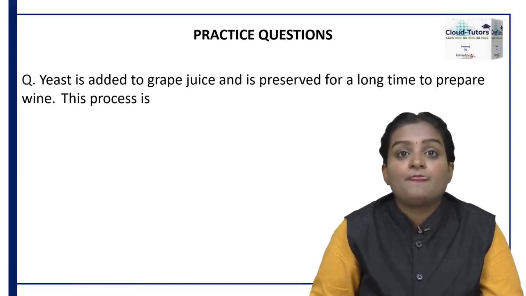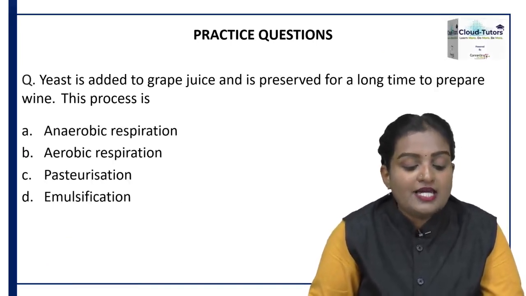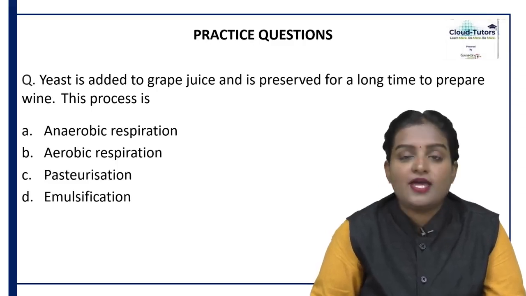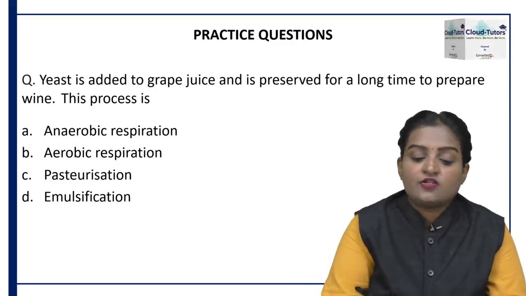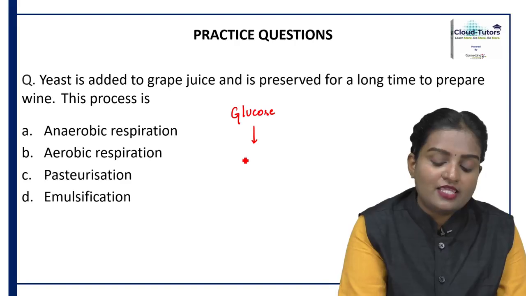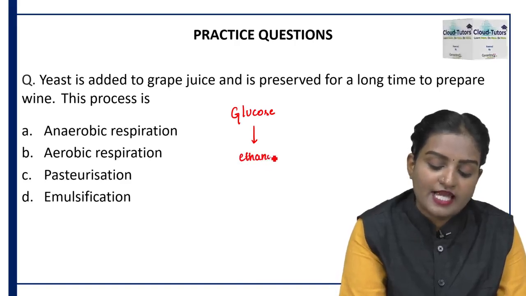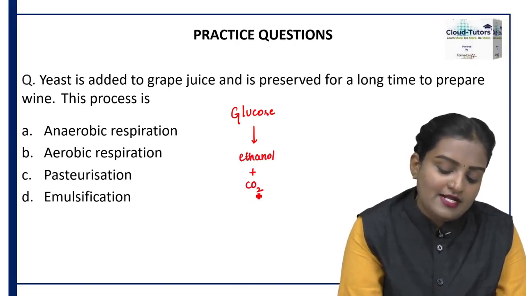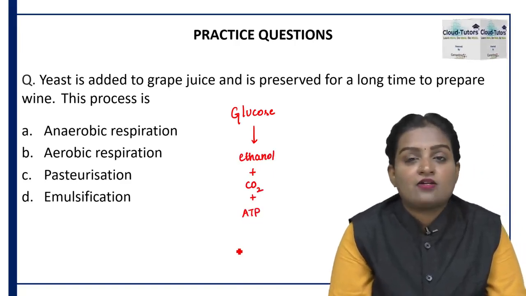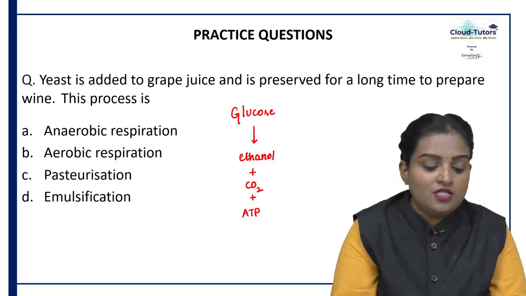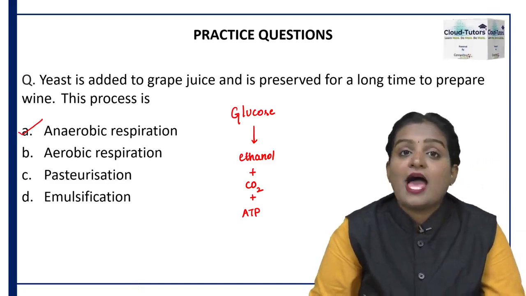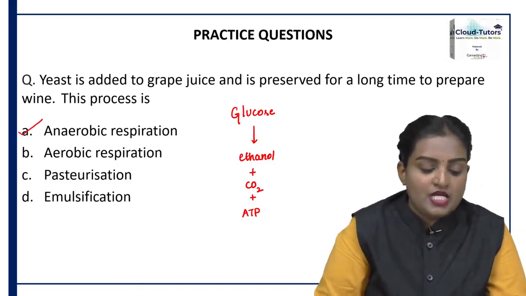Next question, yeast is added to grape juice and is preserved for a long time to prepare wine. This process is, options are anaerobic respiration, aerobic respiration, pasteurization, emulsification. So this is where glucose is converted to ethanol. Along with ethanol, CO2 and energy, that is ATP, is produced. This occurs in lack or absence of oxygen, hence it is anaerobic respiration. Another name is alcoholic fermentation.